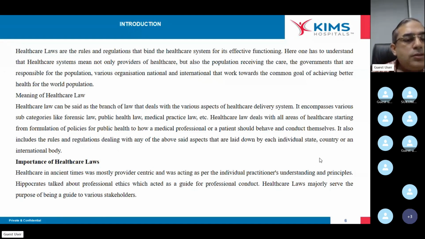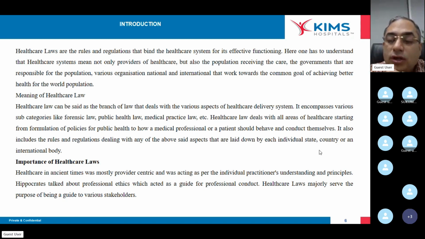Healthcare laws can be said as a branch of law that deals with the various aspects of healthcare delivery system. It encompasses various subcategories like forensic law, public health law, medical practice law, etc. Encompasses various subcategories means healthcare law will include forensic law, public health law, and medical practice law.